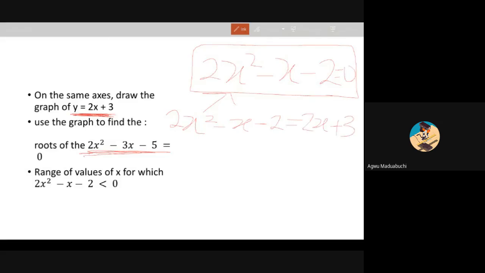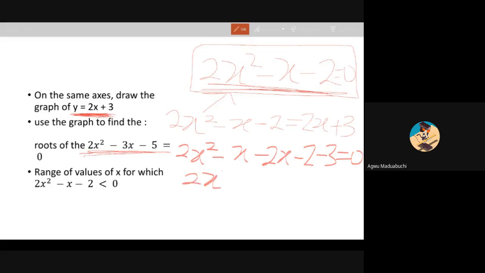So if we collect like terms, you are equating the curve and the straight line. We'll have 2x squared minus x. When 2x crosses, it becomes negative, and then you have negative 2. When 3 crosses, it also becomes negative. So if you simplify this, you have 2x squared minus 3x minus 5 equal to 0, which is exactly what they asked us to find the solution for.